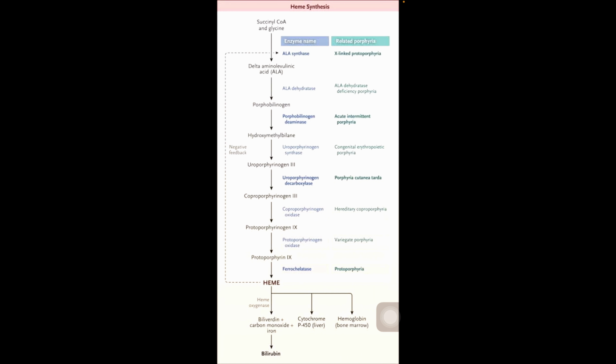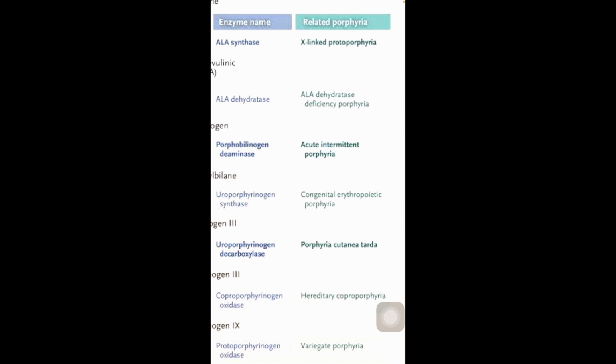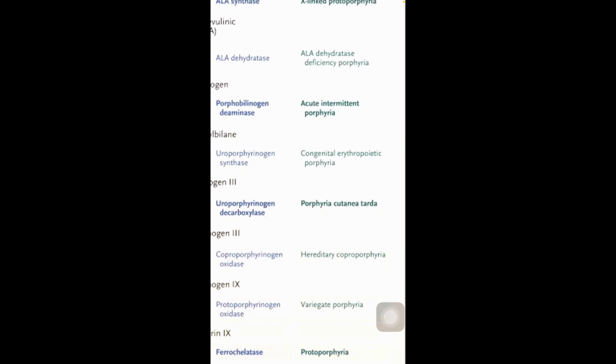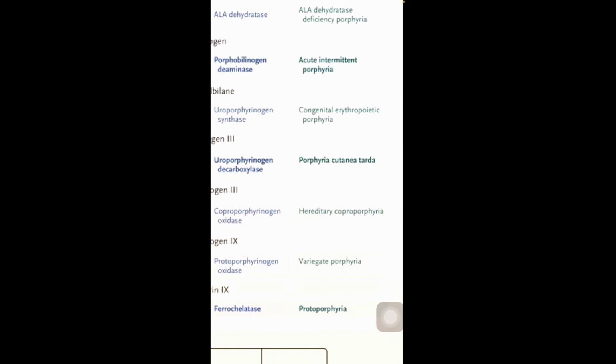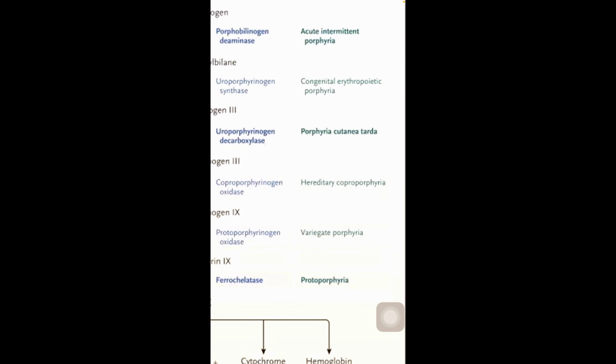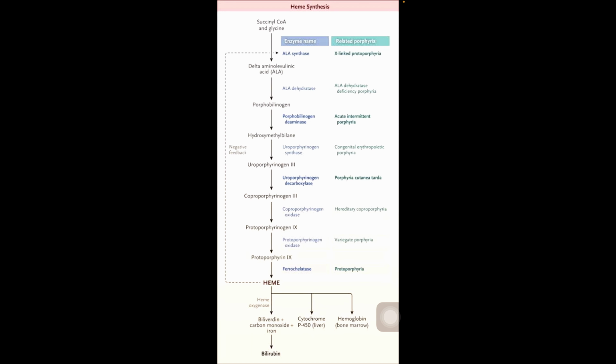They really love this. There are about 5 questions, maybe 10 questions, maybe a lot of questions here. The cofactors, lead poisoning, sideroblastic anemia, acute intermittent porphyria. Look at the diseases here: X-linked protoporphyria, ALA dehydratase deficiency porphyria, acute intermittent porphyria, congenital erythropoietic porphyria, porphyria cutanea tarda, hereditary coproporphyria, variegate porphyria, protoporphyria. A lot of diseases here, just the heme synthesis alone, okay?